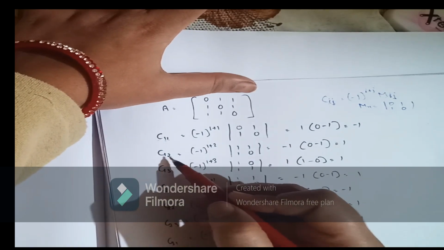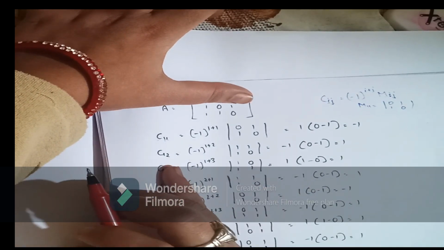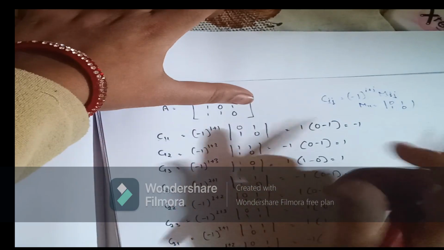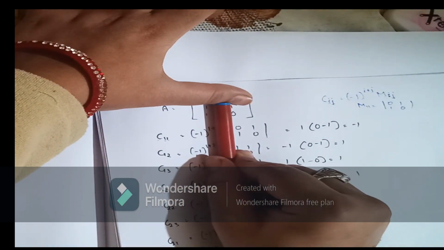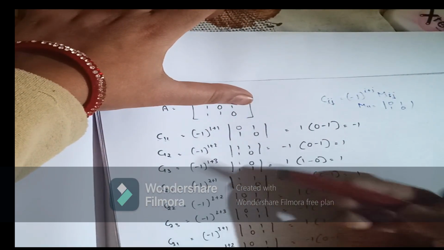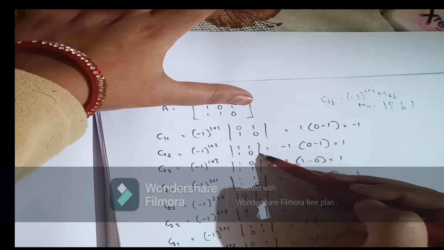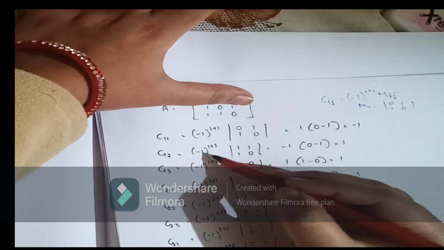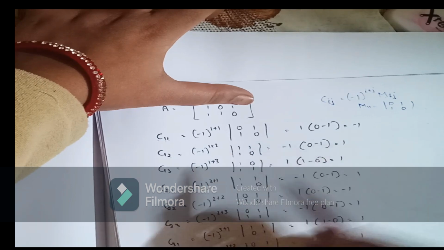Next C12: first row, cover it up, then second column, cover it up. What's left? 1 1 and 1 0. This is called M12. Then minus 1 to the power 1 plus 2. So you can solve it now.